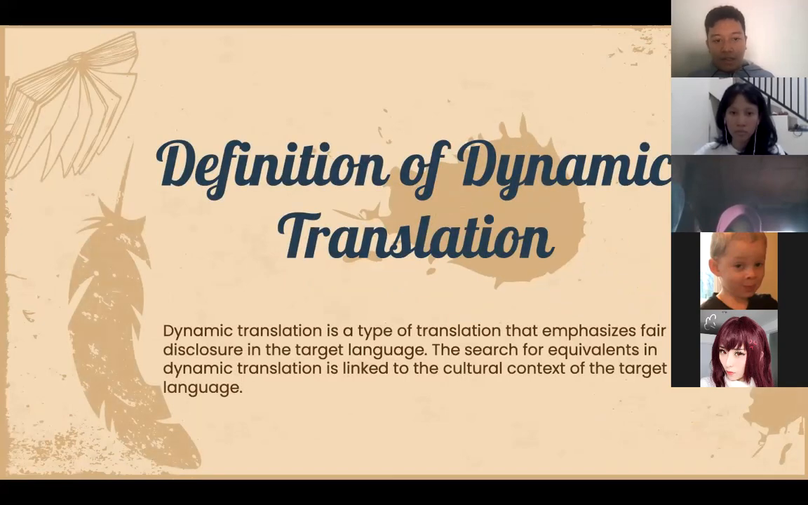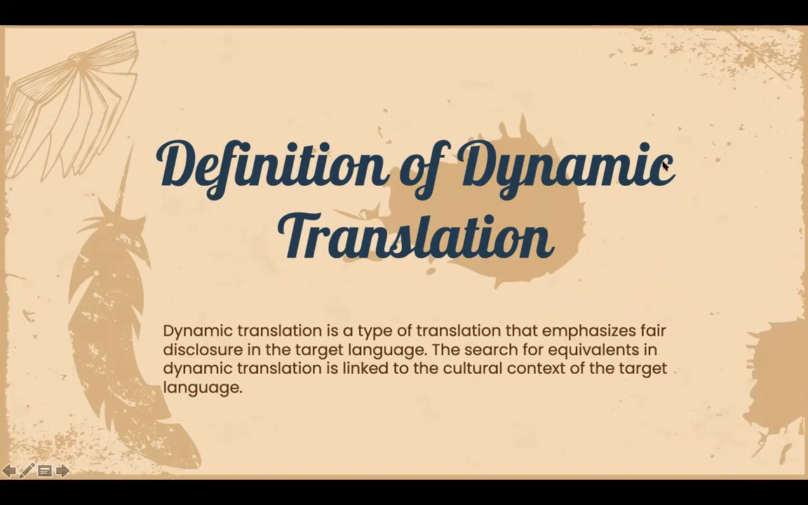So, definition of dynamic translation. Dynamic translation is a type of translation that emphasizes fair disclosure in the target language. The search for equivalence in dynamic translation is linked to the cultural context of the target language. This type of translation prioritizes the search for the closest equivalent to the message in the source language, which is then expressed in the target language naturally. Everything that is foreign or less natural, either in relation to the cultural context or in its expression in the target language, is avoided as much as possible.